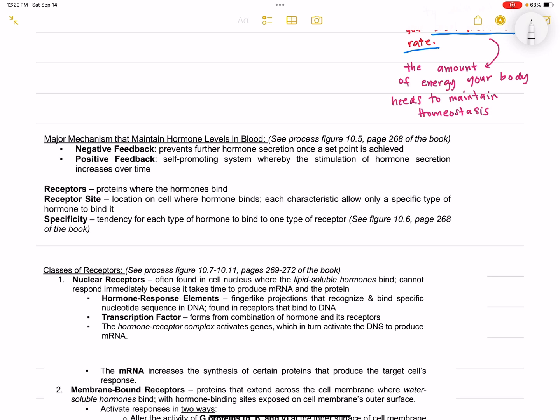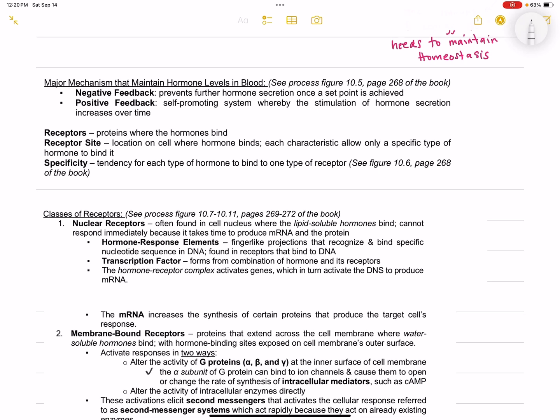So, diba, sa water-soluble, gabind siya may mga receptor da sa aton cell membrane. So, dira sila gabind in order for them to get through our cell membrane. So, receptor site, location, and cell where hormones bind. Each characteristics allow only a specific type of hormone to bind it. And specificity, tendency for each type of hormone to bind to one type of receptor.